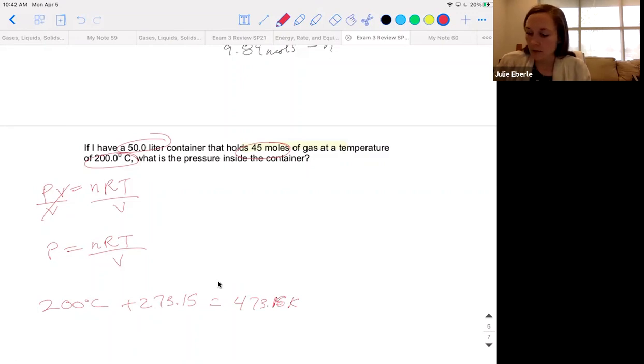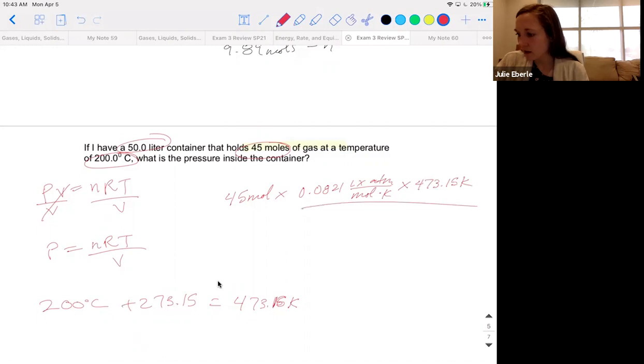Everything else should be good to go. So now we just plug everything in. 45 moles, because you got n times R, which is 0.0821. I would have R handy somewhere, write it on a sticky note, or have that page of your lecture available. Times T, which is 473.15 Kelvin, and divide all of that by V, which is 50 liters. And this equals, not n, we were solving for n last time.